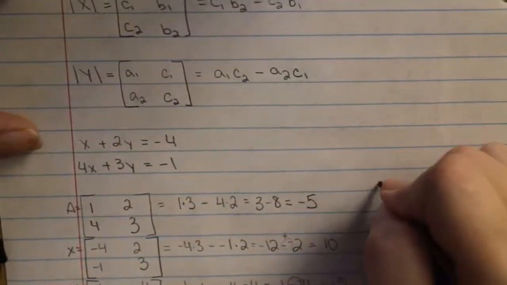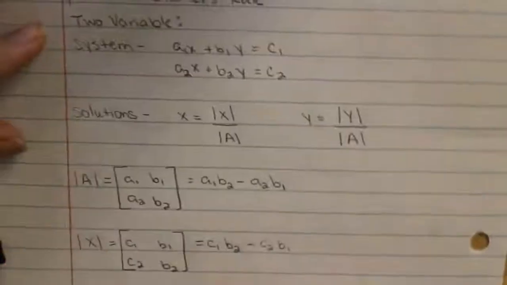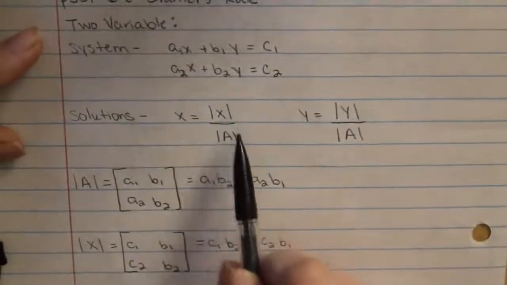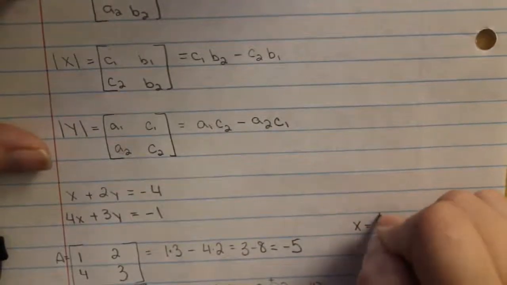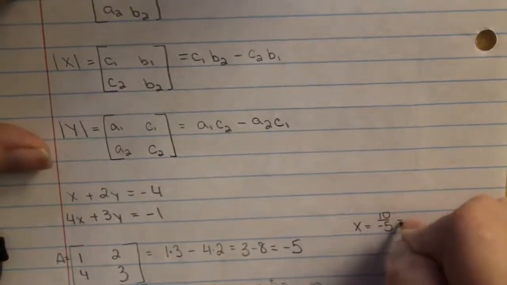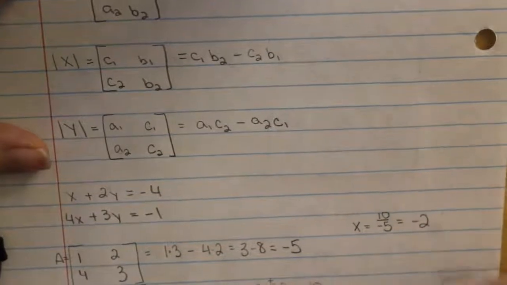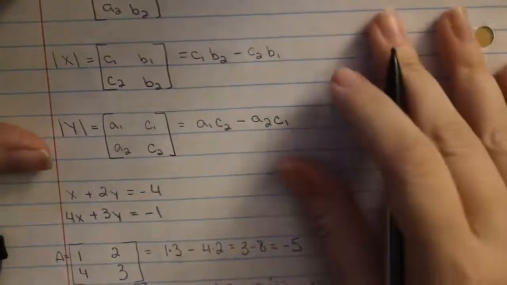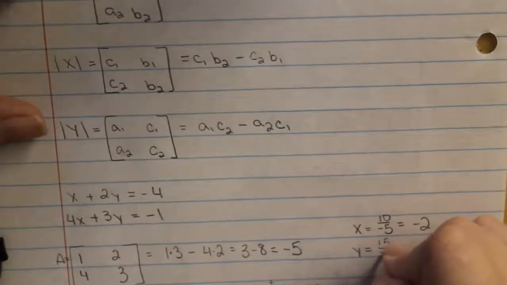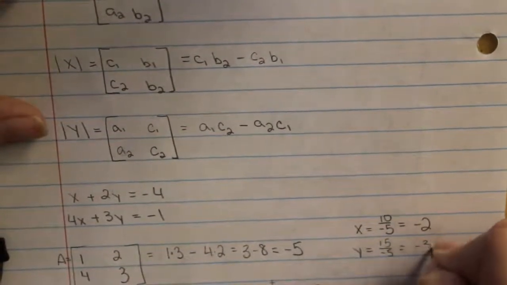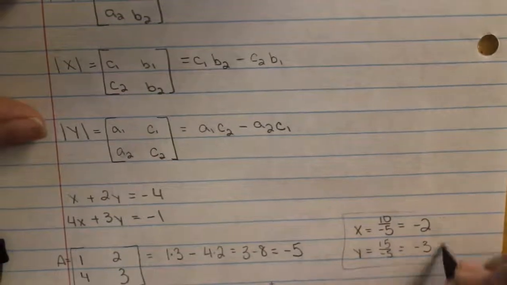So if I wanted to solve for X, I'm going to go up here. I'm going to show you. If I want to solve for X, I do the determinant of X divided by the determinant of A. So X is going to equal 10 divided by -5, which is -2. And then Y is going to equal the determinant of Y divided by the determinant of A. So 15 divided by -5, which is -3. So that's actually how we're going to solve these.